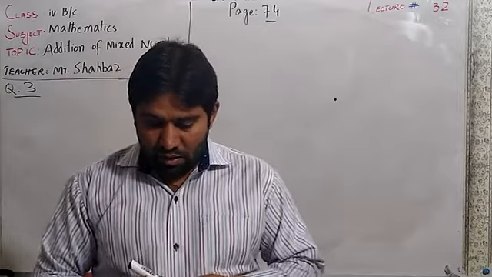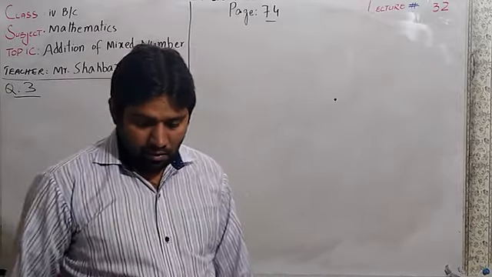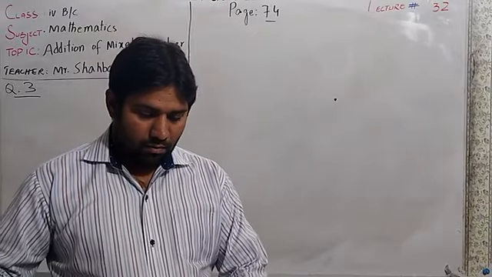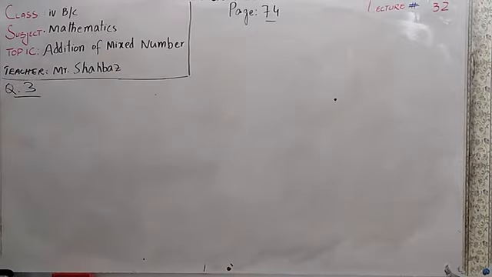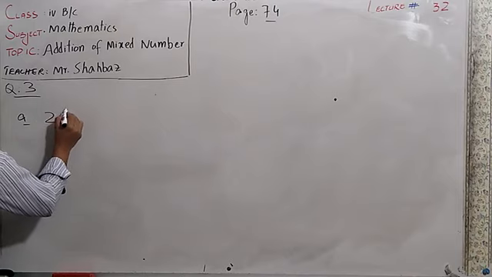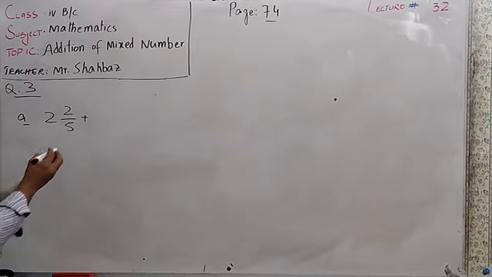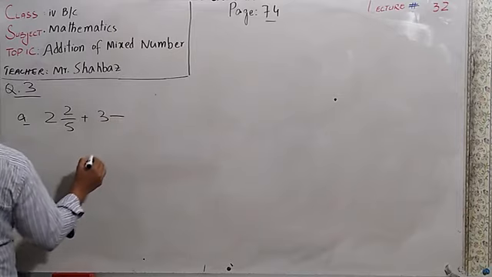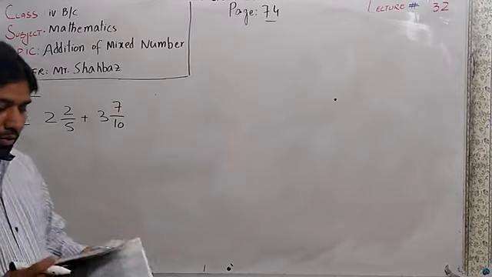Question 3, add these mixed numbers. These are also same and very easy. Question 1 is 2 whole 2 over 5 plus 3 whole 7 over 10.